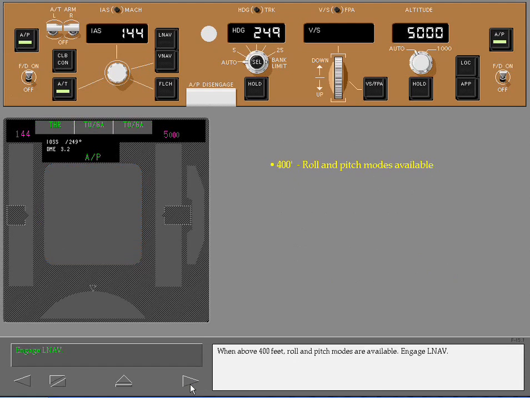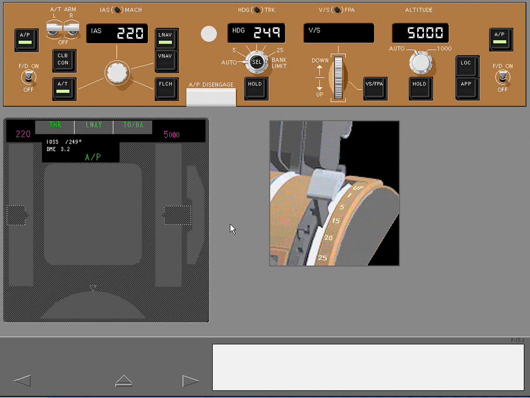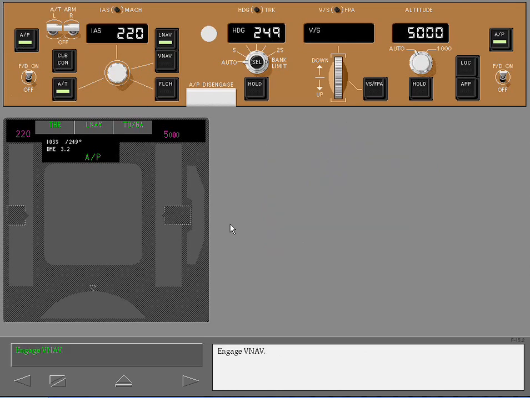When above 400 feet, roll and pitch modes are available. Engage LNAV. Now increase airspeed to 220 to retract flaps. Engage VNAV.